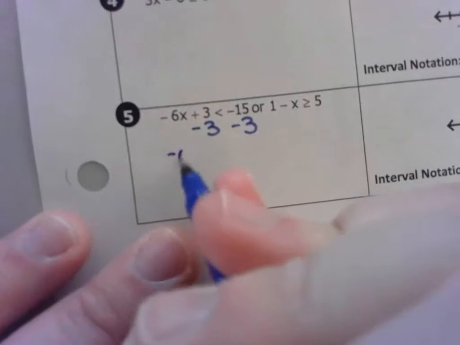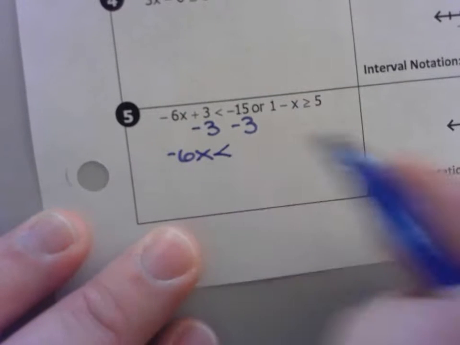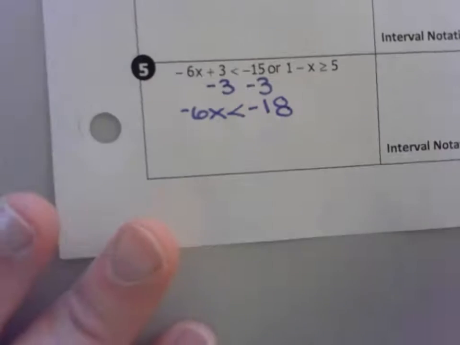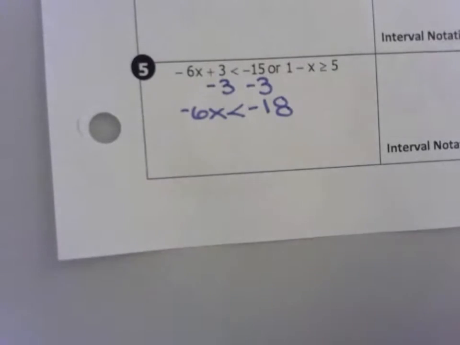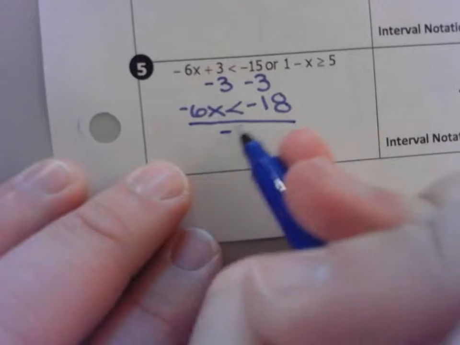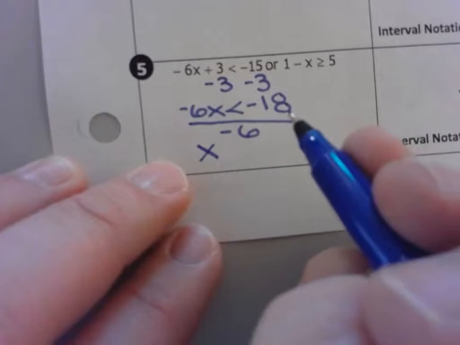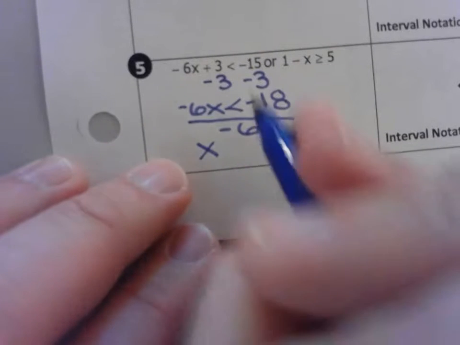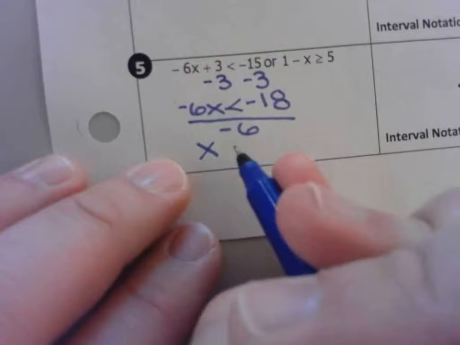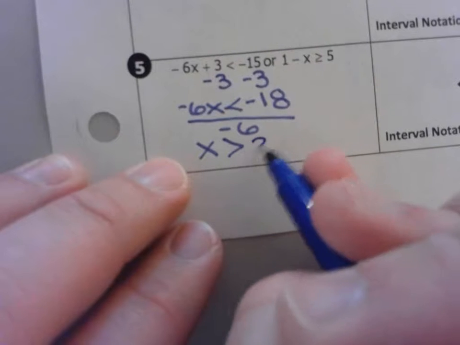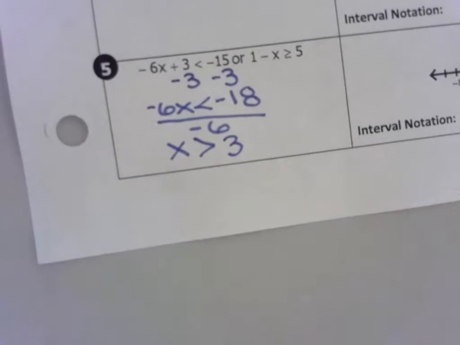So start from the left. Negative 6x, the 3's cancel, less than negative 15 minus 3, negative 18. Okay, how do I solve for x? Divide by negative 6. That will make this x positive. X is greater than, because you divide by a negative. Negative 18 divided by negative 6 is positive 3. Don't forget, if you divide by a negative or multiply by a negative, you switch the direction.